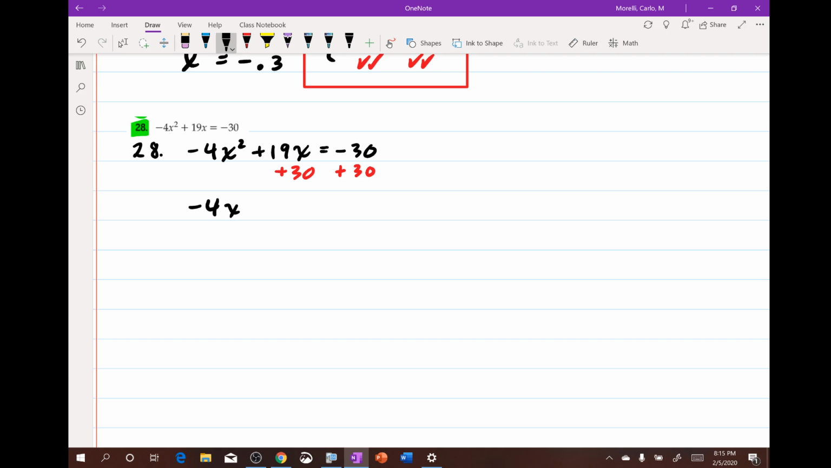So this one's negative 4x squared plus 19x plus 30 equals 0. So A equals negative 4, B equals 19, and C equals 30.